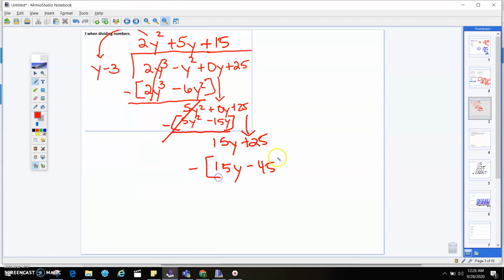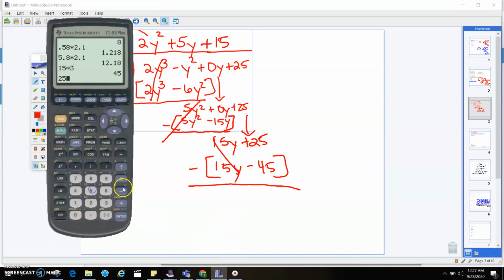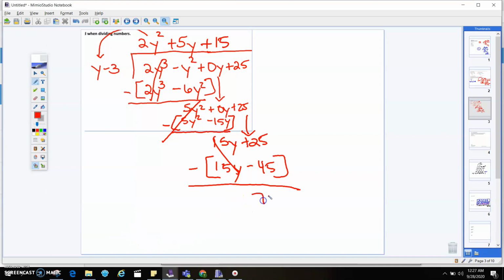Then I'm going to subtract. These are going to cancel out. And I'm going to get 25 minus negative 45, which is going to give me positive 70. Now, I'm sitting here and thinking to myself, I can't take something and multiply it times y and get 70. So this guy is called the remainder.